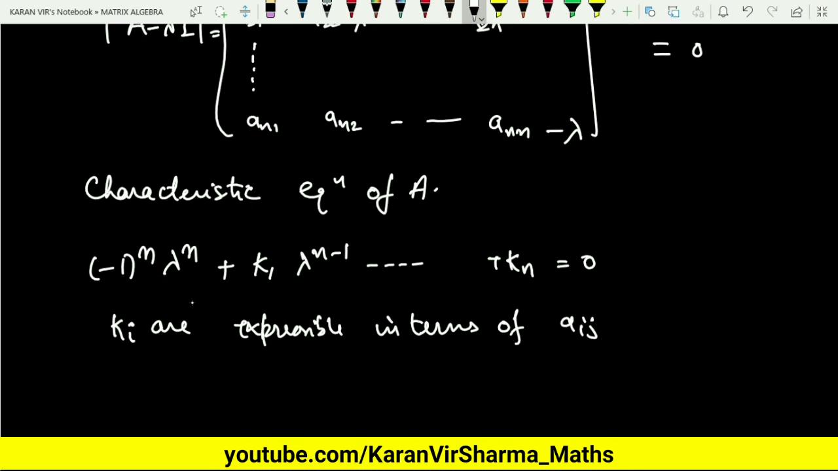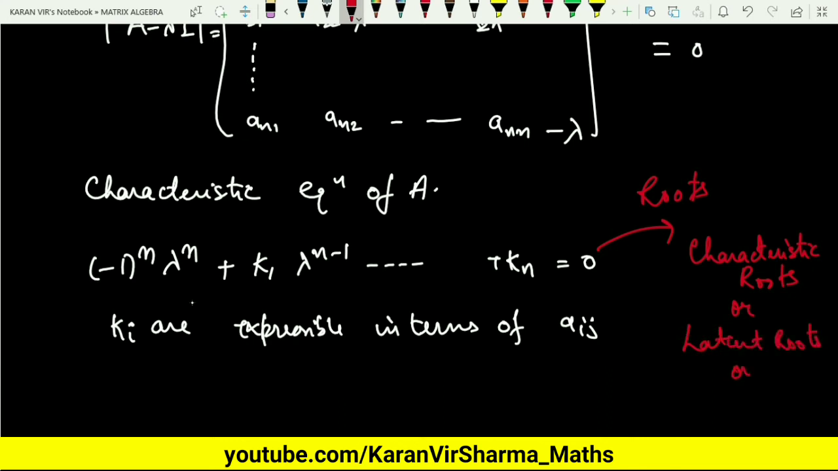Fine. And the roots of this equation are called the characteristic roots, or we can say them as latent roots. And the most frequent name which we'll be using for the roots of this equation is the eigenvalues. So they are called the eigenvalues.